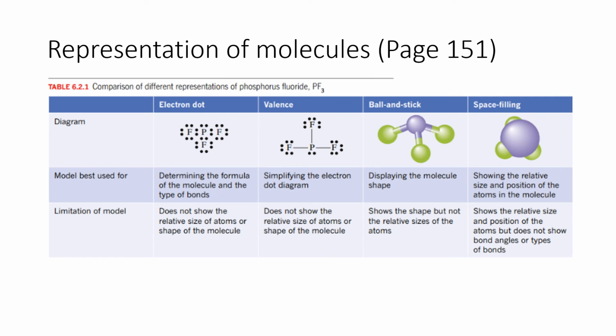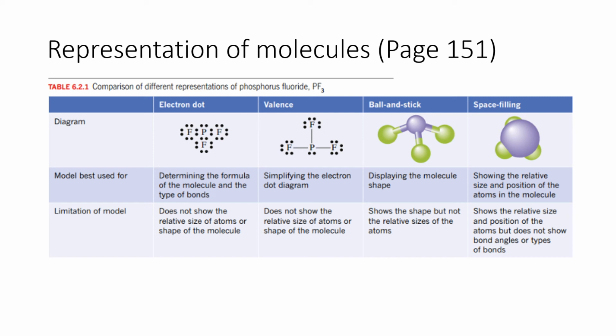It tells you the differences between electron dot, valence, bond state, and space filling. Diagrams can be represented in different ways. In this case, there are four main ways that the molecules can be represented. So electron dot is the Lewis diagram, valence is the valence structure, then bond state, and space filling.